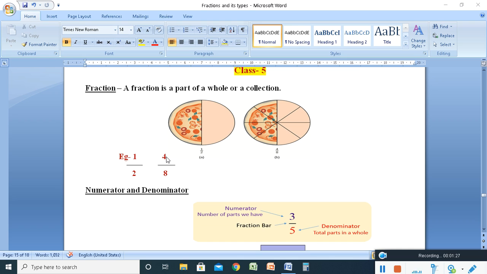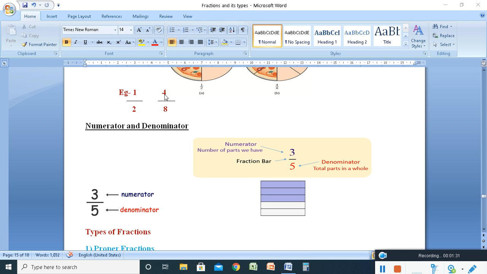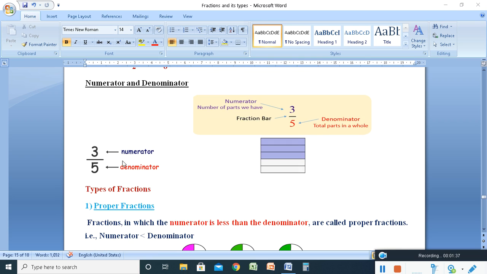number, that is called the numerator in a fraction. Here I have given 4 by 8. So 4 is the numerator and 8 is the denominator. Look at this example, 3 by 5. Here 3 is the numerator and 5 is the denominator.